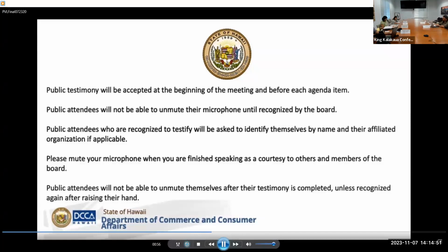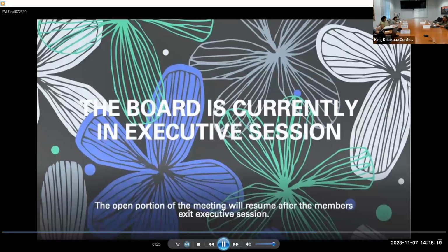Public attendees will not be able to unmute their microphone until recognized by the board. Public attendees who are recognized to testify will be asked to identify themselves by name and their affiliated organization if applicable. Please mute your microphone when you are finished speaking as a courtesy to others and members of the board. Public attendees will not be able to unmute themselves after the testimony is completed unless recognized again after raising their hand.